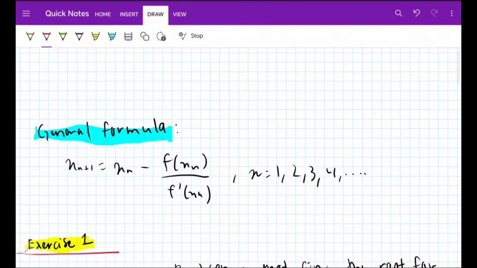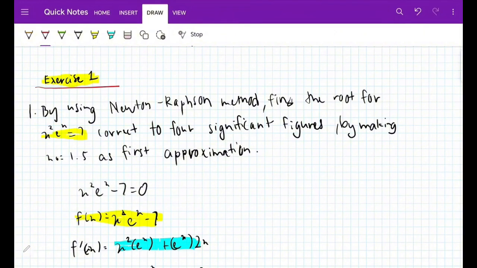Next, let's look at a PSPM based exercise on how we can solve questions using the Newton-Raphson method. Okay guys, so for this we have exercise 1 over here. Now let's first read the question. So by using Newton-Raphson method, find the root of the equation x squared e power of x equals 7, correct to 4 significant figures, by making x naught equal to 1.5 as our first approximation.